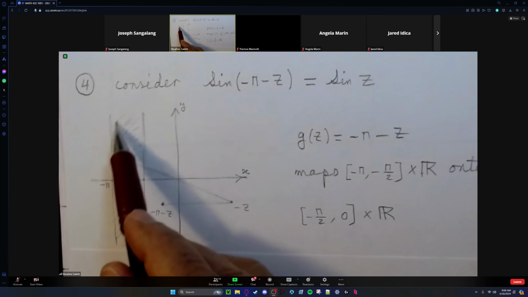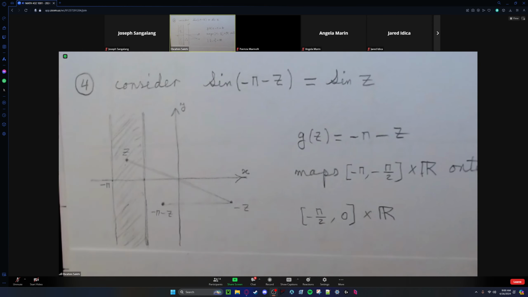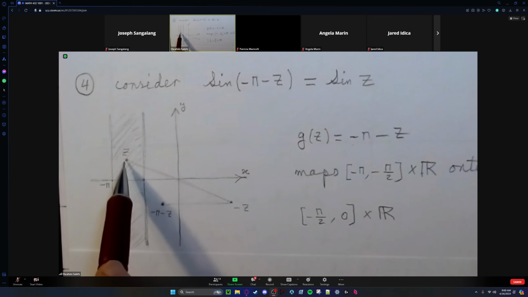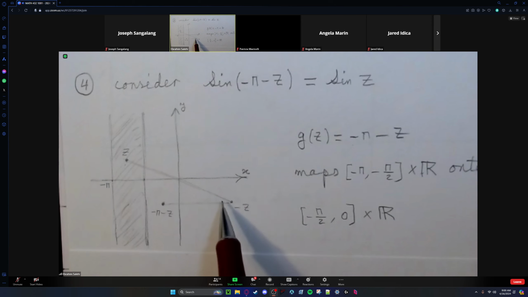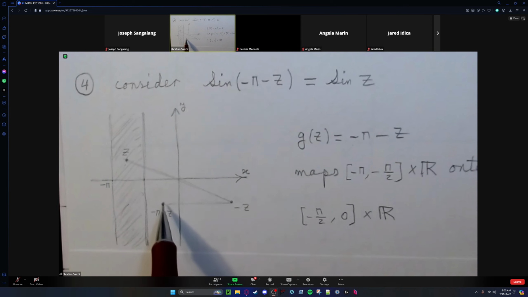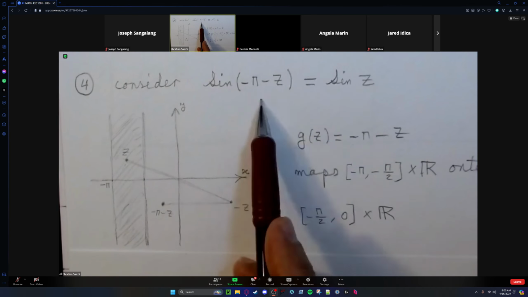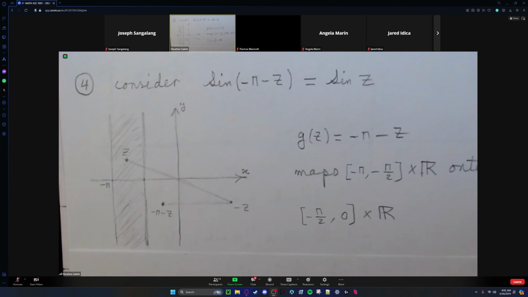Now look at this shaded area. What is negative pi, negative z? If you choose z here, negative z is right here. And if you subtract pi, it becomes in this area. And we know that sine of these two are the same based on this trig identity.